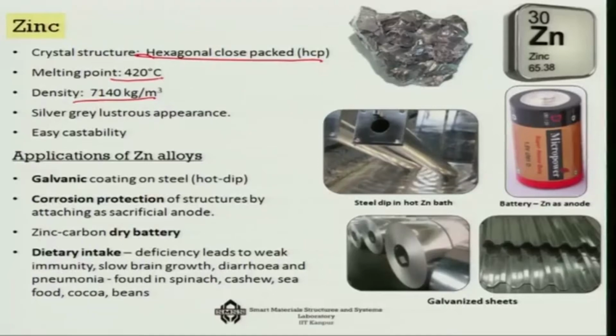Application of zinc is mostly in terms of corrosion resistance, like galvanic coating, corrosion protection of structures, and also in batteries. And you must be knowing that in our body also we need zinc, in a very small, almost trace percentage, but it is needed to have good immunity, brain growth, and to prevent diarrhea, pneumonia and all sorts of such problems. So, that is why zinc in a very small trace amount is generally needed in our body also. So, that is the basic zinc of course.